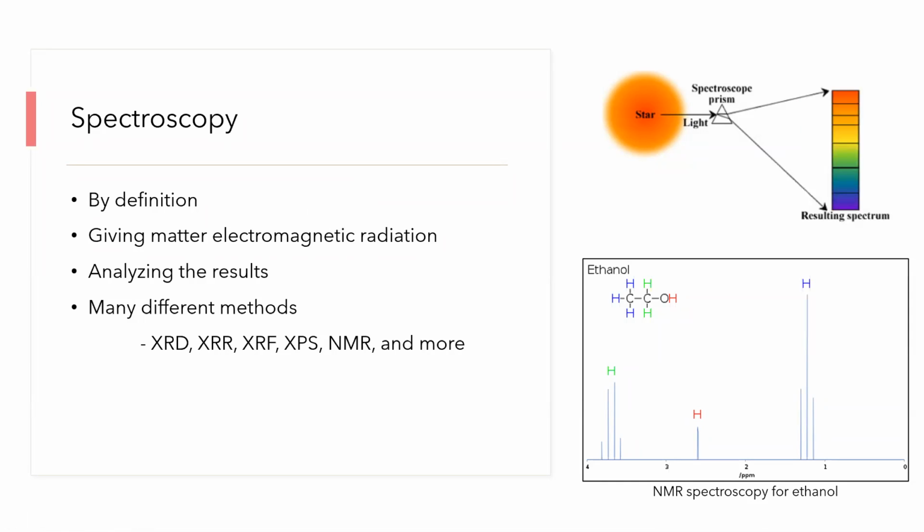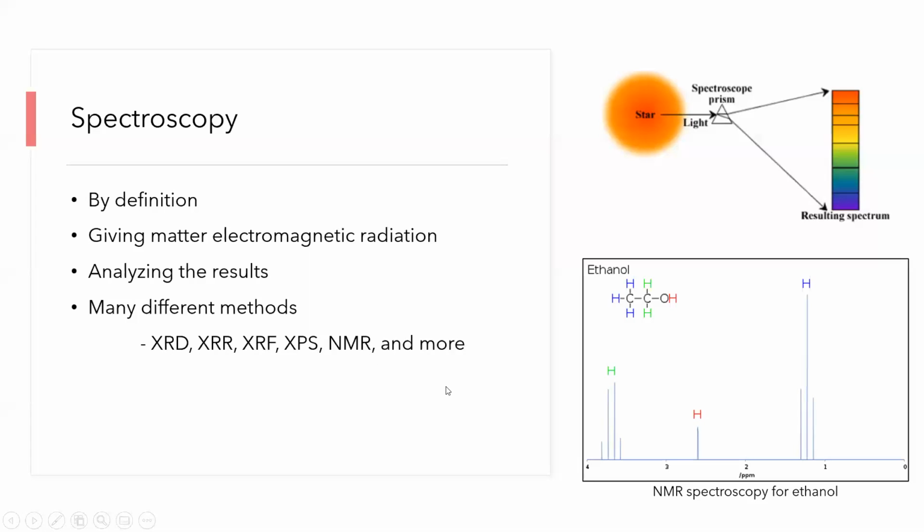And there are many different methods, and we've come a long way since the beginning of spectroscopy. At the beginning, we basically had some visible light and maybe a prism, and then we could split the visible light into a spectrum. And now we've come all the way to nuclear magnetic resonance spectroscopy. This is the NMR spectroscopy for ethanol, and we can see how the different hydrogens are bonded in the ethanol molecule. And like I said, there are many different methods. There's X-ray diffraction, X-ray reflectometry, X-ray fluorescence, X-ray photoelectron spectroscopy, nuclear magnetic resonance, and even more than that.